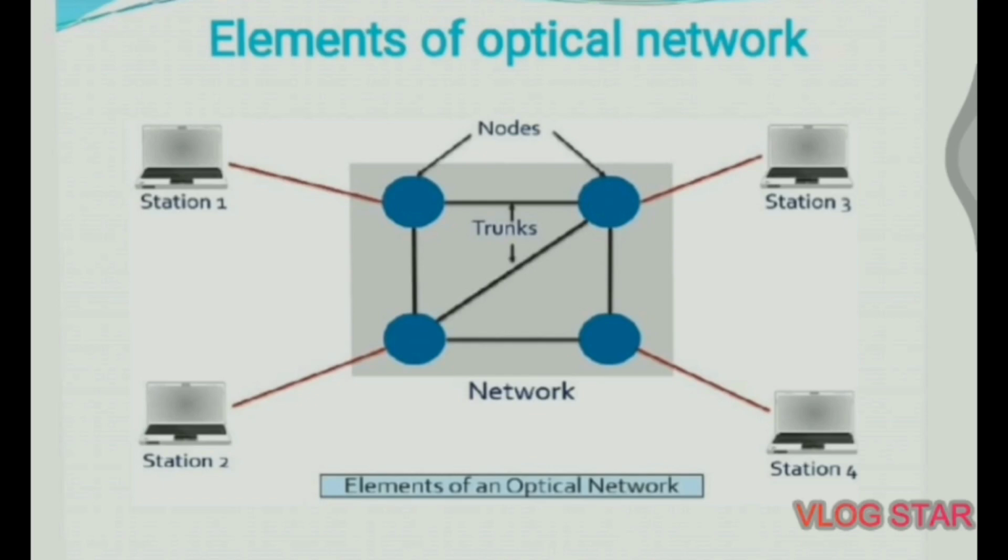The first is stations. Stations in an optical network serve as the source and destination of the information being transmitted and received. The stations are basically those devices that are used by the users of the network, for example, a computer or any other telecommunication device. The second element in optical network is trunk. A trunk is basically a transmission line, that is, optical fiber cable, used to transmit the optical signal.